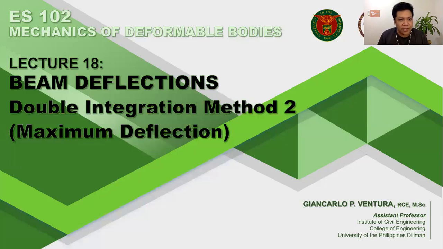Our lecture for today is a continuation of the double integration method. Last meeting, we were able to solve for slopes and displacements at arbitrary points in the beam. However, what is much more important is that we should be able to locate the maximum deflection and determine its magnitude. Why? Because in analysis problems of transverse members, given a certain amount of loading, we would be able to determine how much deformation is experienced by the beam.